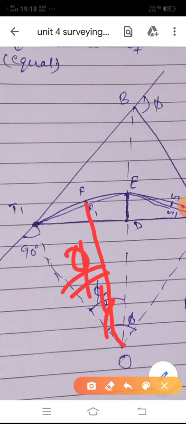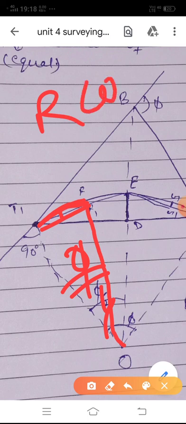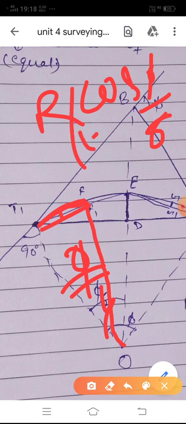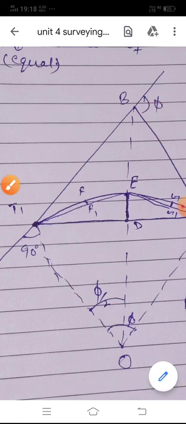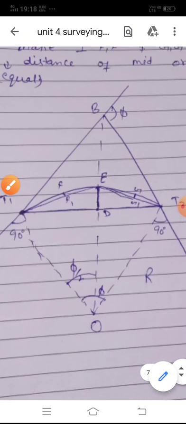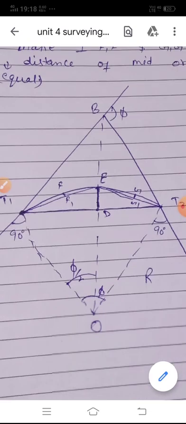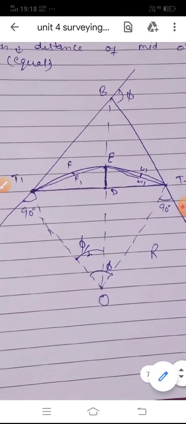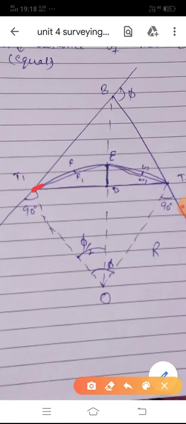And here we know this is our curve. Okay, this is our chord and this is the mid ordinate. Here we use the formula R times 1 minus cos phi by 8. If it is the same, then we can say this is our curve made and this is our simple circular curve.